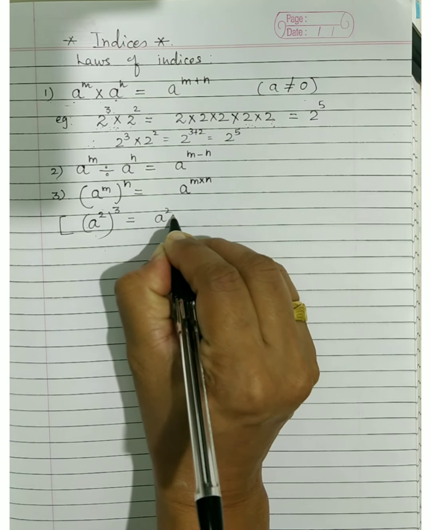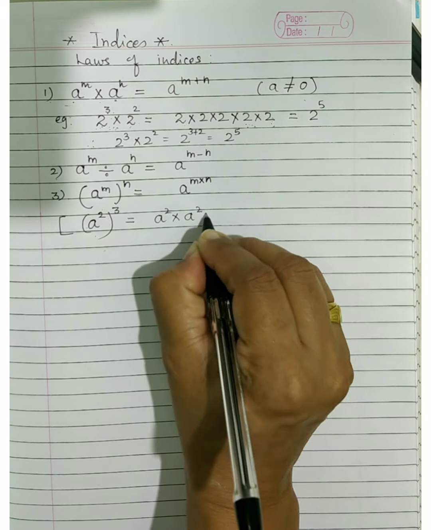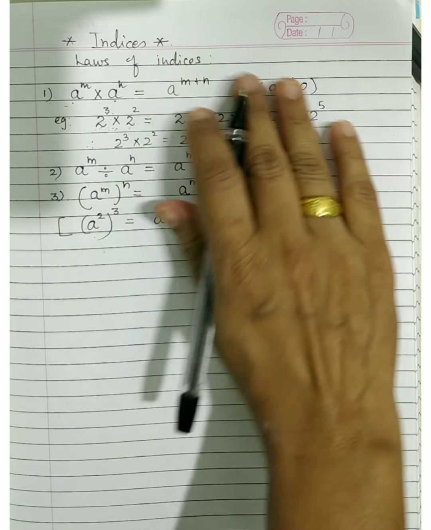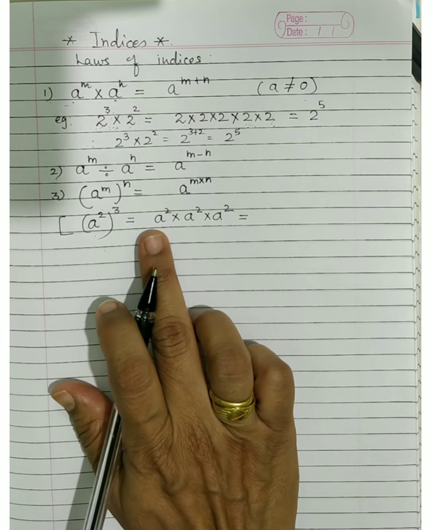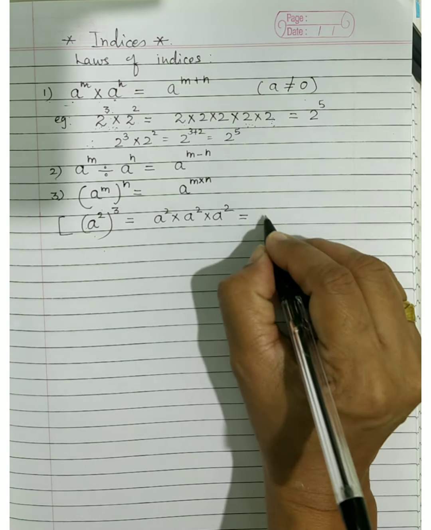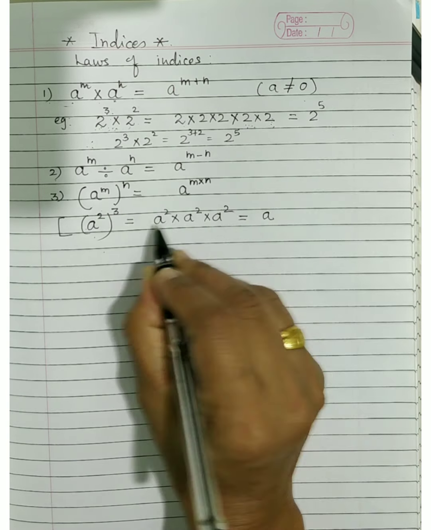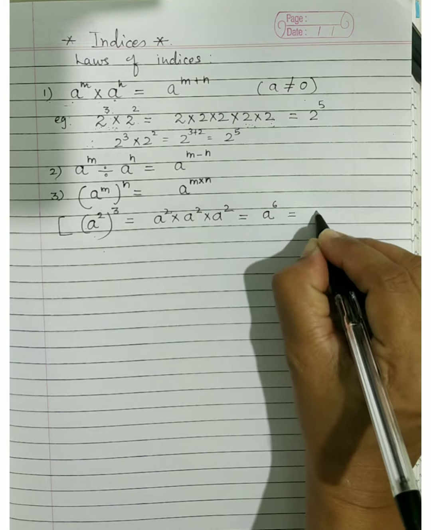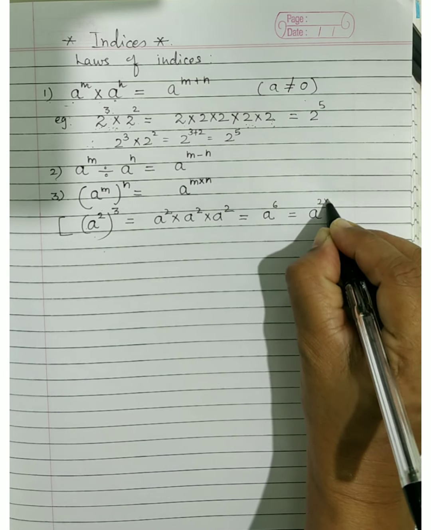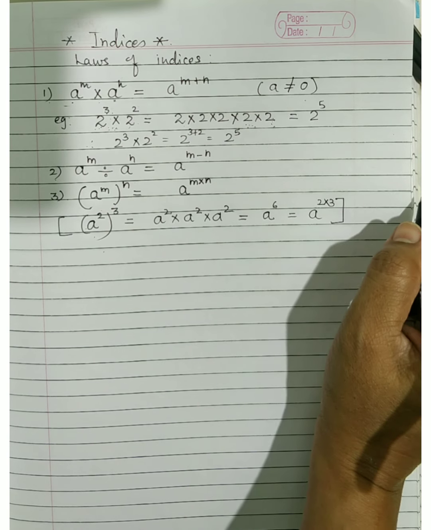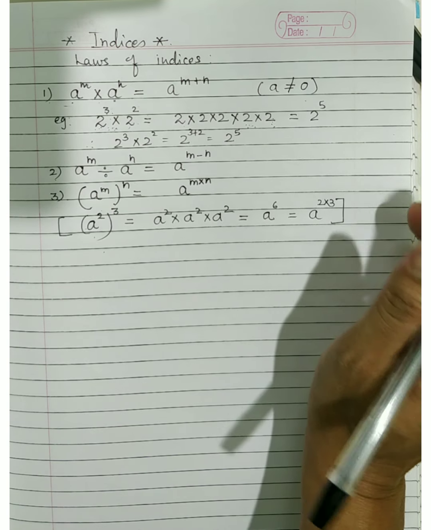So you have a square into a square into a square. This is what you simply mean. And again, using the first law, the numbers with the same base when multiplied, what happens to the indices? Indices get added. 2 plus 2 plus 2, what is it? 6, which can also be written as a to the power 2 into 3. This is what you need to understand and remember.